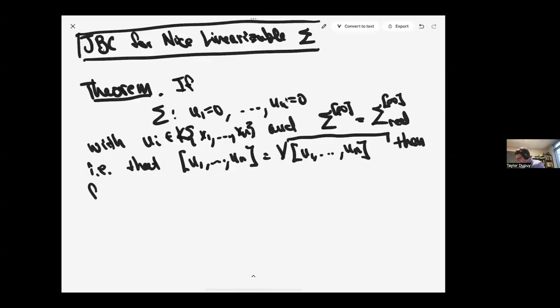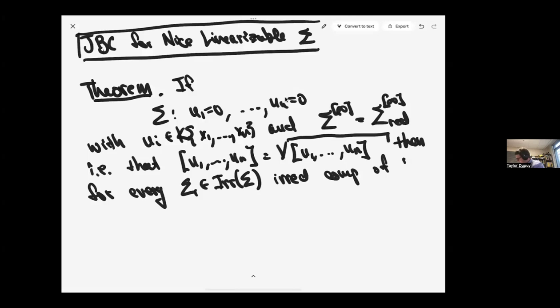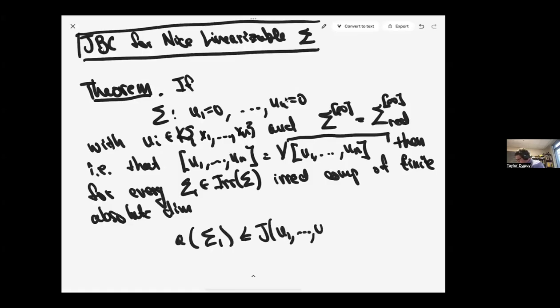Then, for every sigma 1 that's irreducible here, if this is an irreducible component of finite absolute dimension, we have that this thing is going to be bounded by the Jacobi number here. This is something we can show, and the key hypothesis is the linearization behaving well.